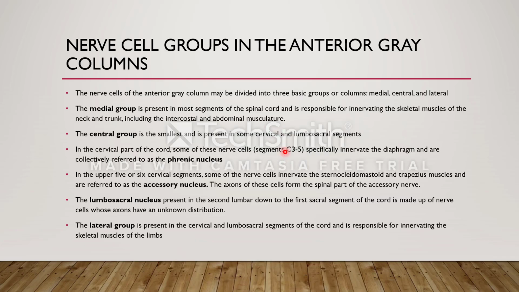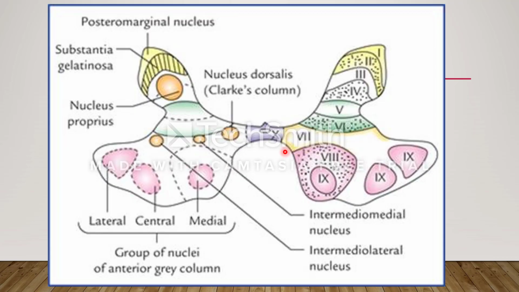Now, first of all, we will discuss some of the nerve cell groups which are present in the anterior gray column. This lecture is only about the gray matter. For the white matter, you have to see the next lecture. So, this gray matter, which is H-shaped, first of all, I will describe the anterior gray column. In the anterior gray column, there are three groups of nuclei.